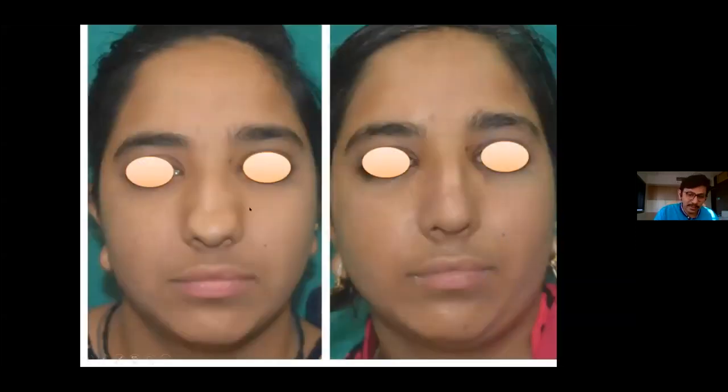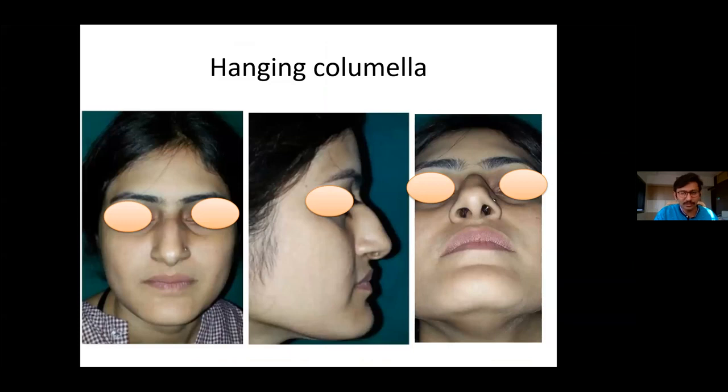Here are a few other examples. As you can see here, a very broad tip, only tip sutures and a little bit of dorsal augmentation. Now this beautiful girl came for aesthetic improvement of the shape of the nose. Now on the dorsal view, as far as the tip is concerned, she is having a hanging columella and a broad tip.